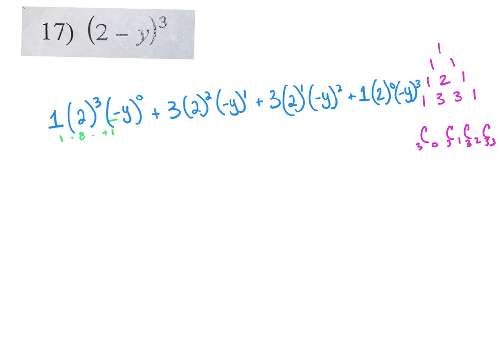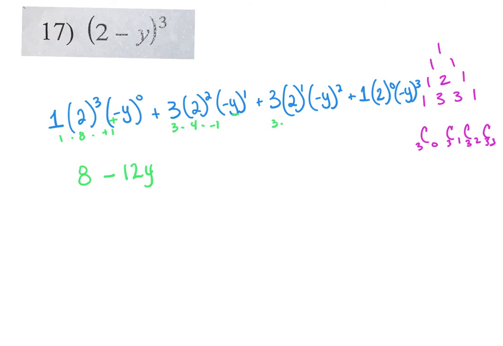No, this is a positive 1, sorry. Negative 1 to the first power, positive 1, so I have positive 8. My y to the 0 is just a 1, so it's gone. Here I have 3 times 2 squared is 4 times negative 1 to the first power is negative 1, and I also have my y. So I have negative 12y.